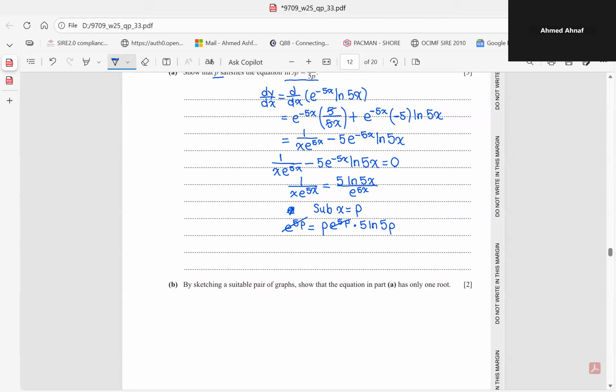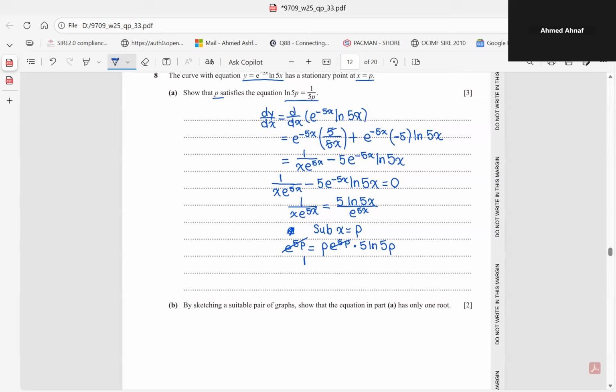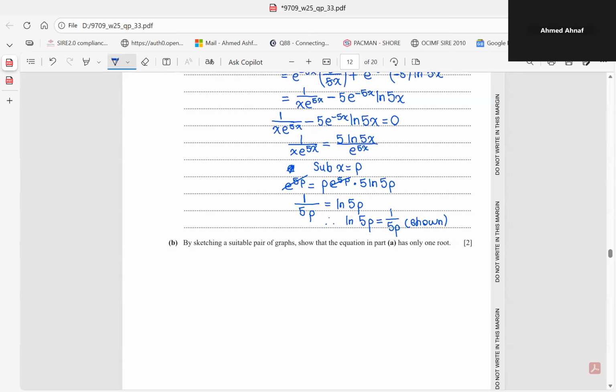And then we can move the p and 5 over to the other side, all right? So we'll have 1 over 5p equals ln 5p. The reason why I cancel out e to the power 5p is because e to the power 5p cannot be equal to 0. So that's how you can cancel it out. So hence just swap these around, then you would get the exact result that you have to show. So I can write shown here and move on to the next question.